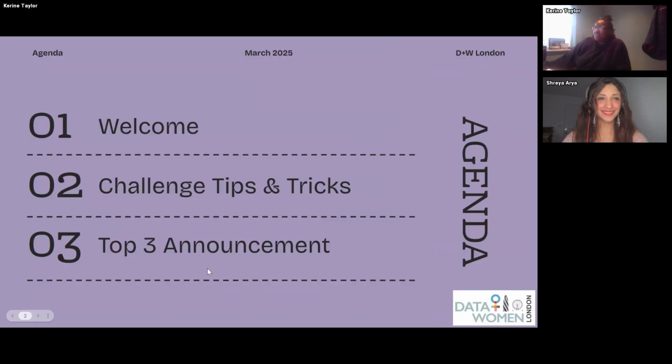So to start off, as we're going to have a mixture of people who are familiar with Back to Viz Basics as well as Data Plus Women, we're going to do a welcome from both teams and a bit of an introduction explaining what the two groups are about. And then we're going to be doing some tips and tricks about visualizing change over time. And then we're going to announce the top three.